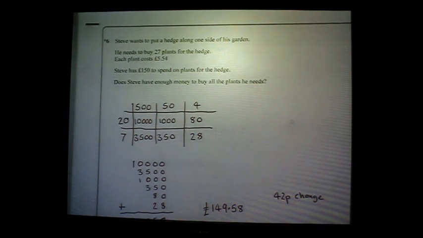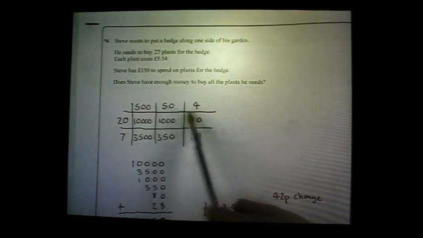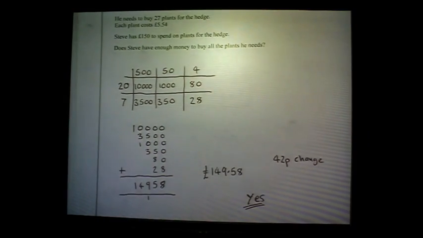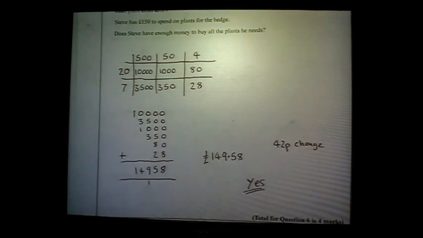Steve wants to put a hedge along one side of his garden. He needs to buy 27 plants, and each plant costs that much. Basically, you've got to work out how much he spends. So what I've done is 27 times 554 pence. There's my calculation. So the answer is 14,958 pence.